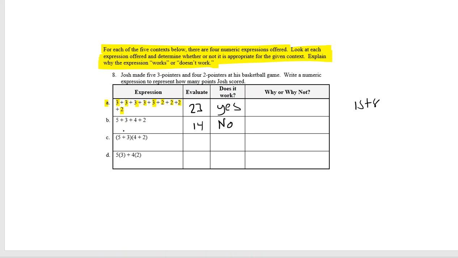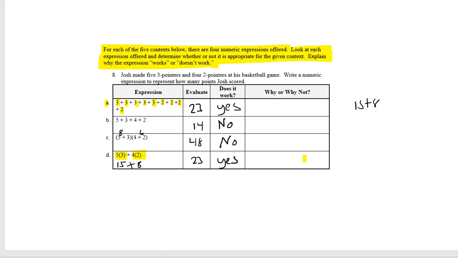5 plus 3 is 8, 4 plus 2 is 6, and 8 times 6 is 48. And this does not represent the situation either. Okay, and then the last one, 5 times 3 is 15, 4 plus 2 is 8, 5 plus 8 is 23, and yeah, that one works. This would be 5 3-pointers and 4 2-pointers. And if you add those together, you get 23.